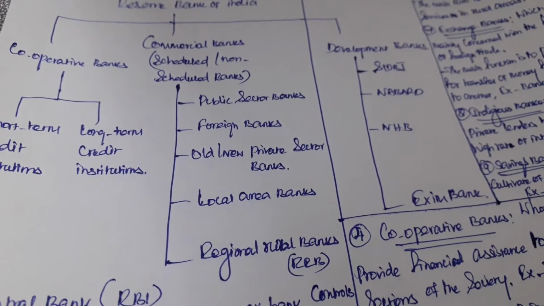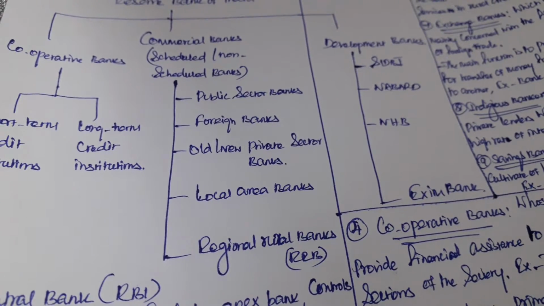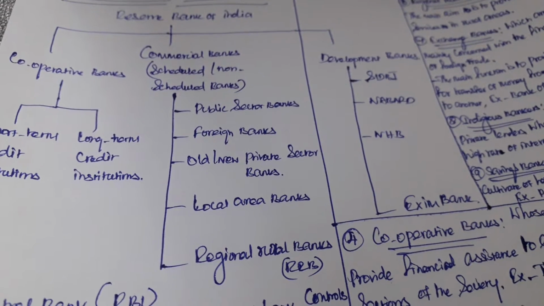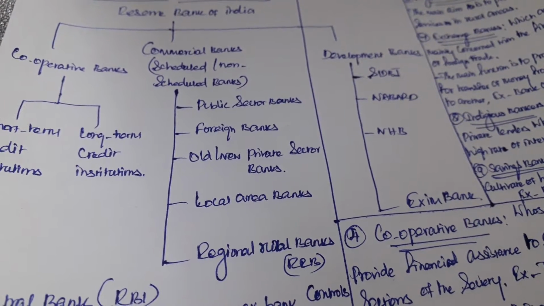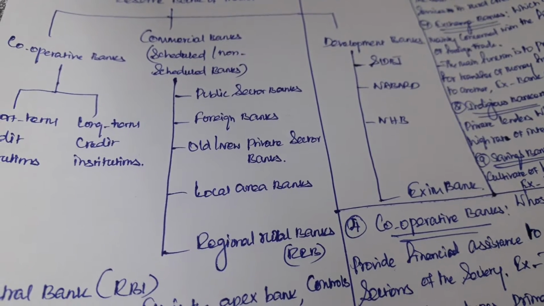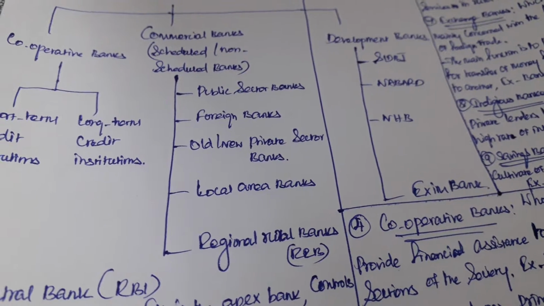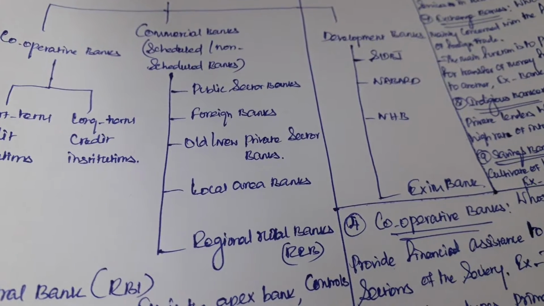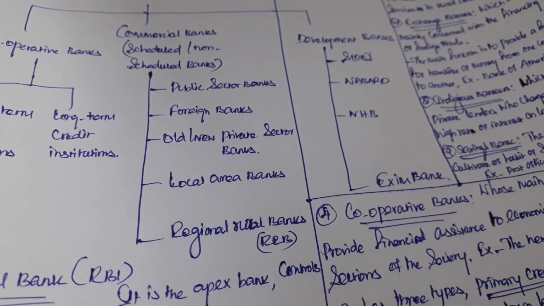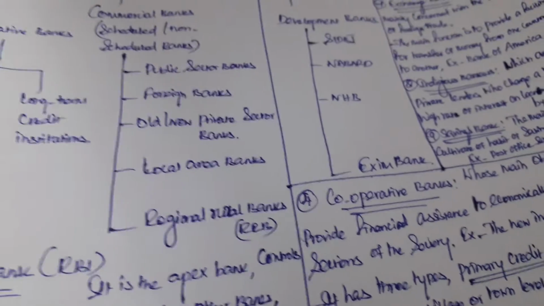Under commercial banks, there are five sectors. The first one is the public sector banks. Second one is foreign banks. Third one is old private sector or new private sector banks. Followed by local area banks and the regional rural banks. It's also known as RRB.